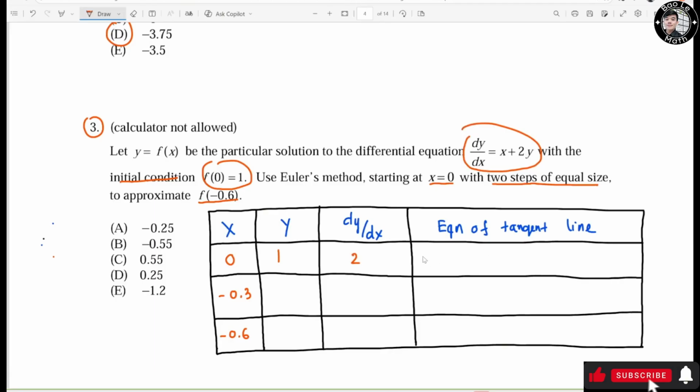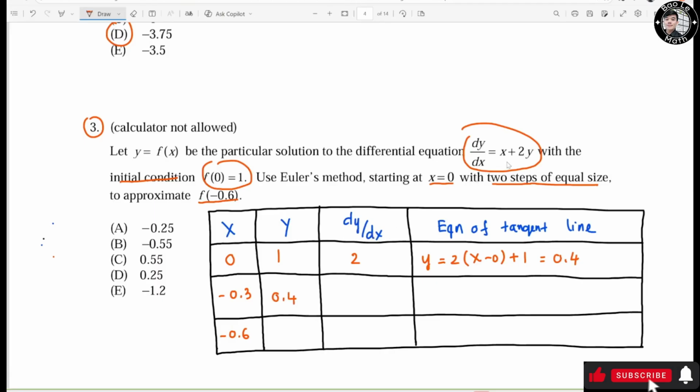Equation of the tangent line: y equals the slope, which is 2, times s minus s1, which is 0, right? Plus y1, which is 1, right? Substitute negative 0.3 for s over here. So we have 2 times negative 0.3, which is negative 0.6, plus 1 is going to be 0.4, right? Put 0.4 over here, right?